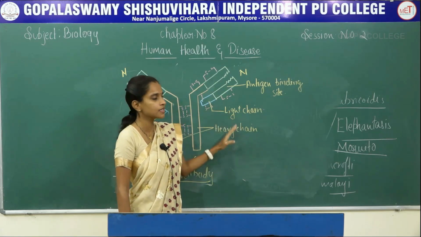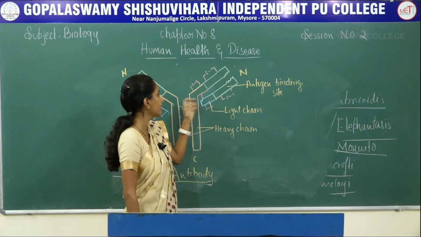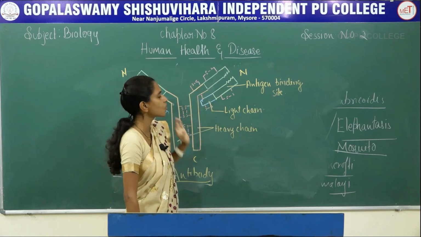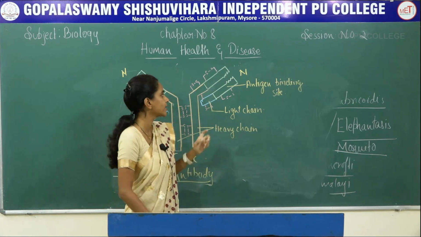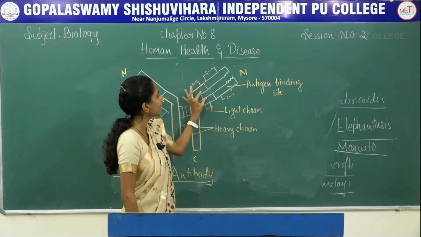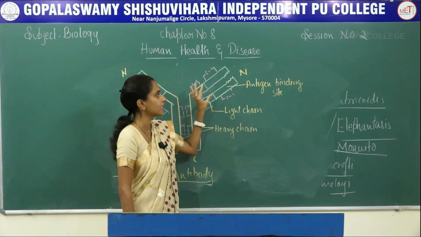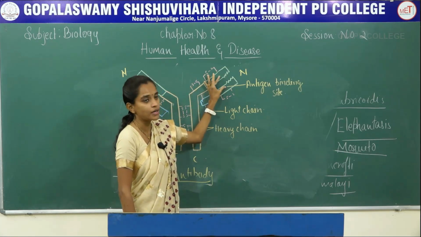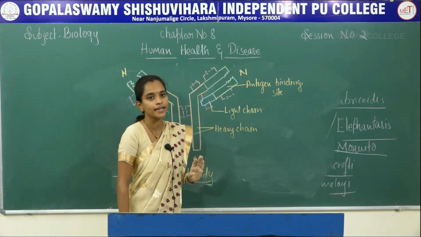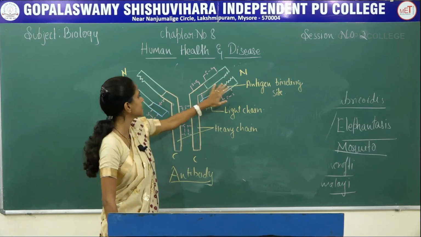The structure represents L2 and H2. So L1, L2, this is H1, H2. These light chains and heavy chains are held together with the help of sulfide bonds. At the end of a light chain or a heavy chain, there is a particular part which is called the antigen binding site. This antigen binding site is present on either side.